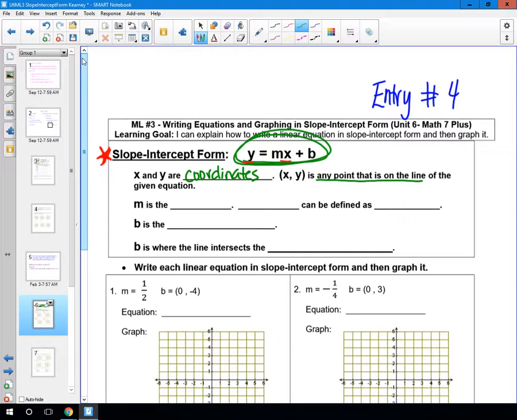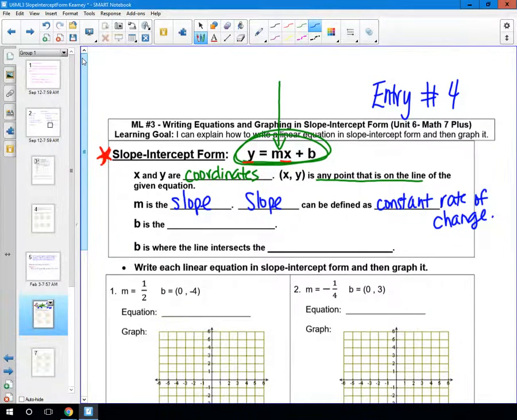Now the important thing here, m, is something we've already been talking about. That m is the slope. Just to recap, slope can be defined as the constant rate of change. We want to know how much that line is changing. Is it increasing? Is it decreasing? Is there no change? Is it undefined? That slope tells us by what rate it is changing.